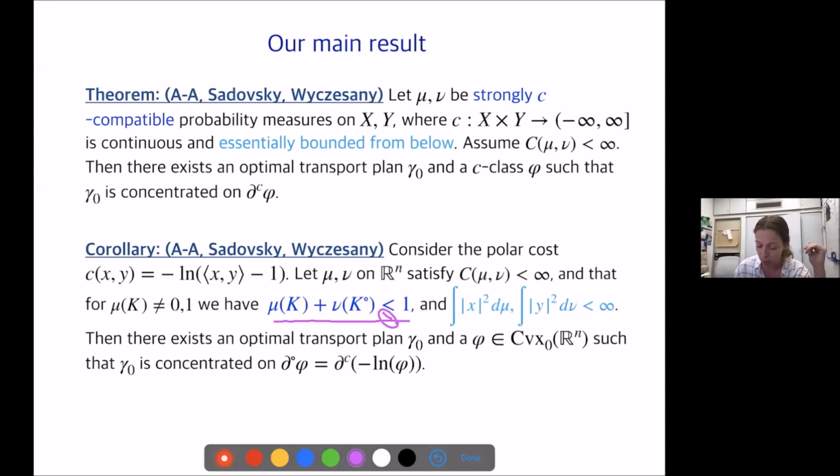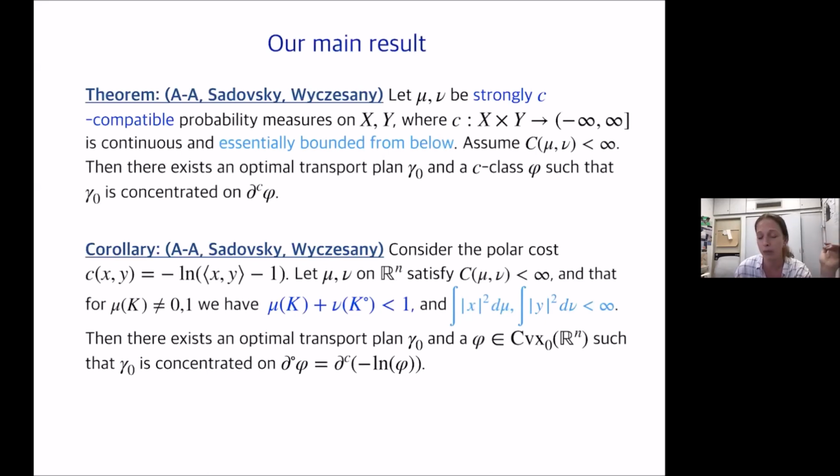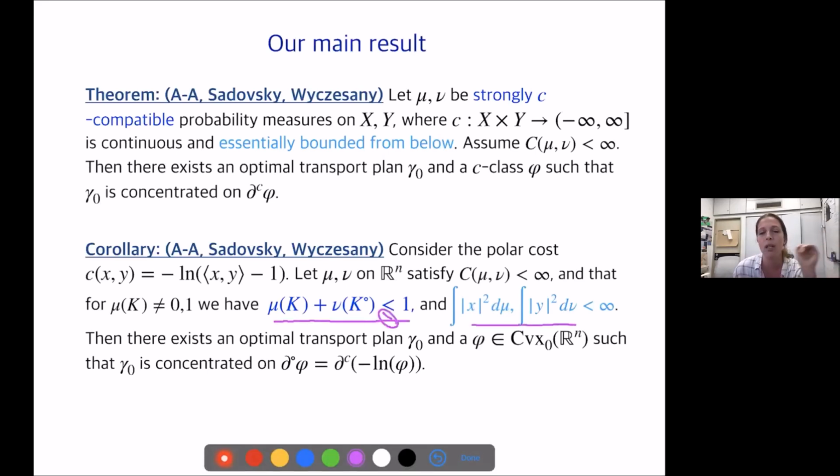But if I have a strict inequality and also this essentially bounded from below, which here translates to some moment condition on the measure, so for instance, if they both have finite second moment, whenever this happens, you can always find an optimal transport plan with respect to the polar cost. And moreover, it has a potential. In this case, the potential means a C-class function, so minus logarithm of a geometric convex function. And this plan is concentrated on the c-subgradient of this function. I did not define polar gradient, but those of you who know our previous work, this is really the polar gradient of this geometric convex function. So this is the corollary of the theorem for the cost that was interesting for us in the first place.